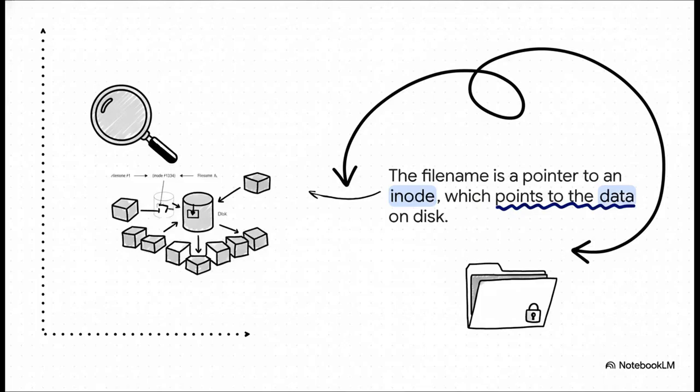As you can see right here, the relationship is pretty straightforward. The file name points to the inode, and the inode points to the data. This is the key concept you have to get. The file name isn't the file itself. The inode is the file's true identity.